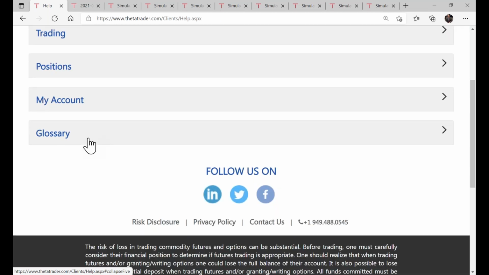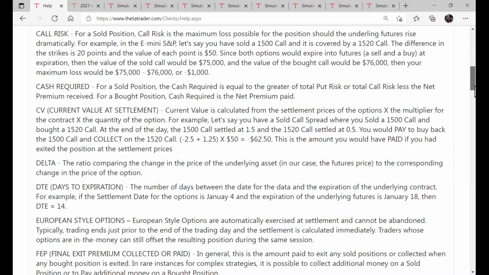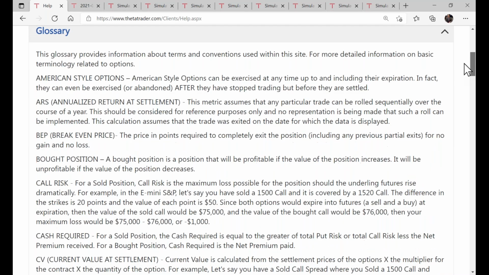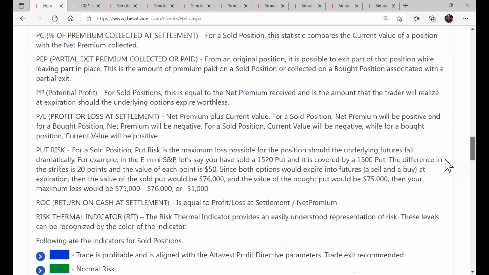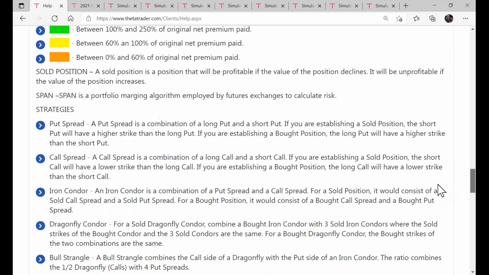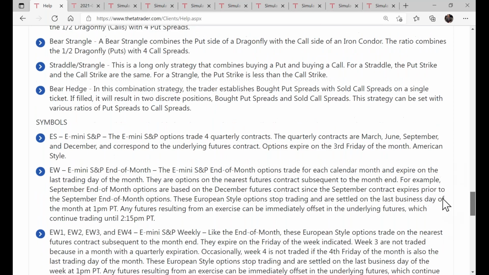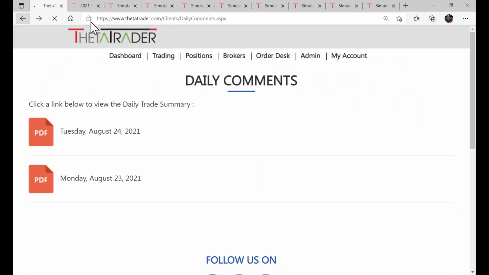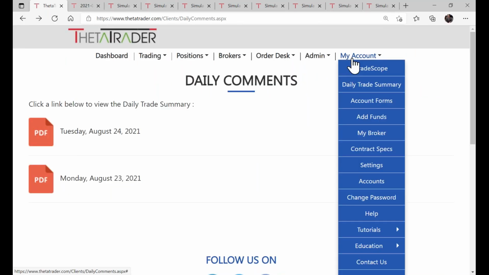So if you need to brush up on spreads or terminology, whatever it may be, you want to look at the RTI valuations and settings. You can do that all here. I know I'm moving quickly, but this is just to let you know what exists. We don't have to dig into all of it.